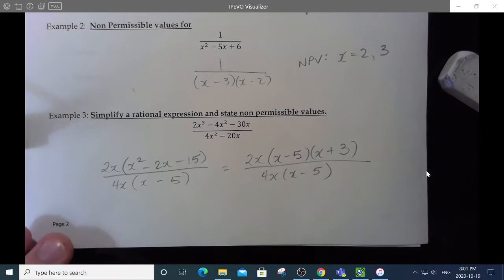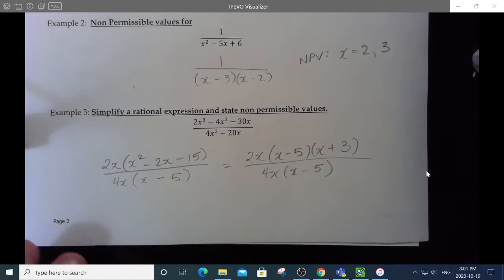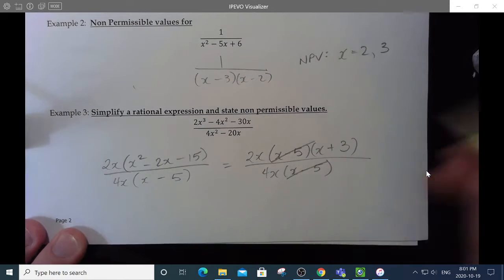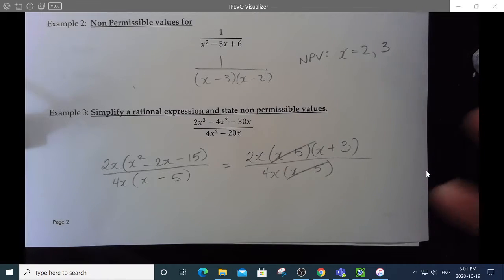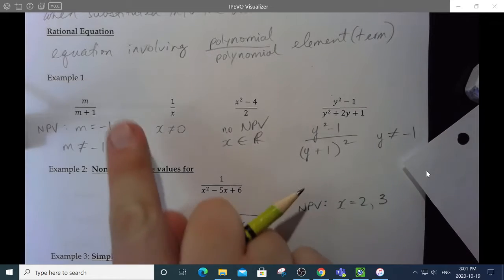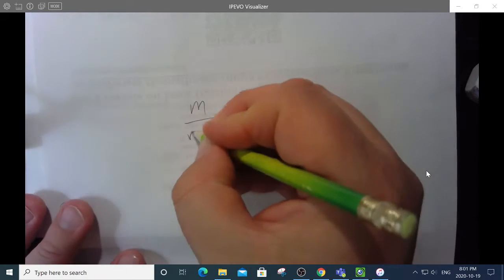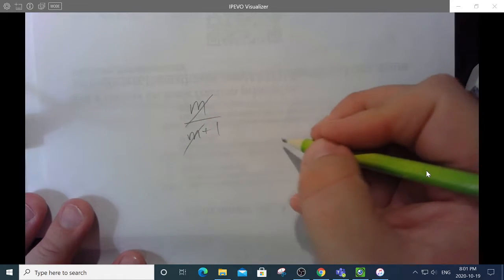Now, make sure that you understand what canceling is. I'm gonna do some canceling. Those two factors cancel. Remember that you can cancel factors, you can't cancel terms. Remember back here a minute ago we had this guy? You'd be amazed at how many students I would have who would look at this and go, oh yeah, I can cancel those m's. No, you can't. That's not how canceling works.